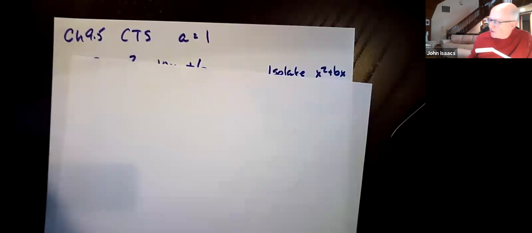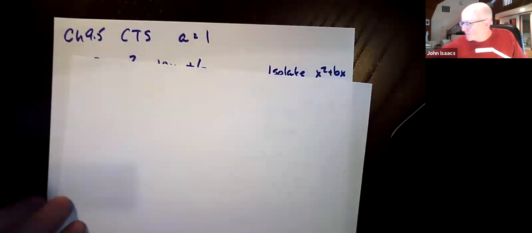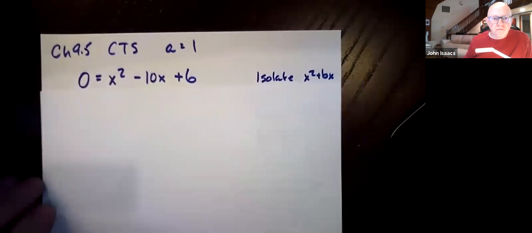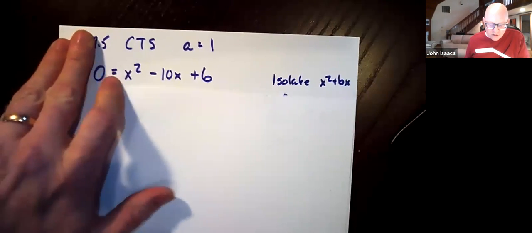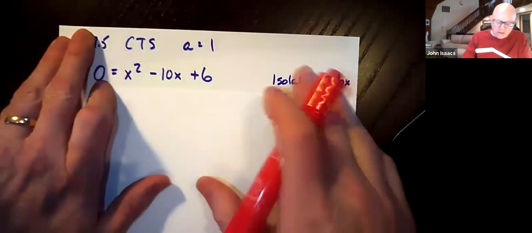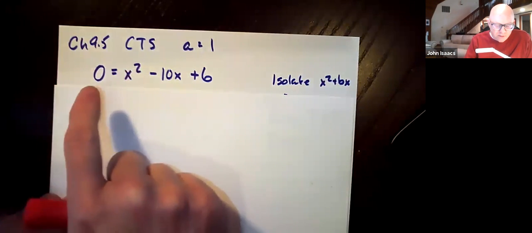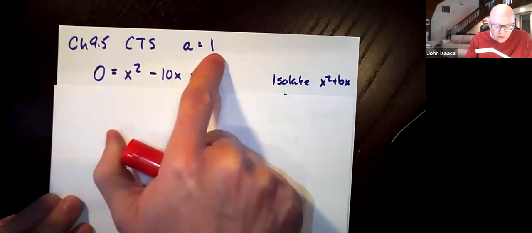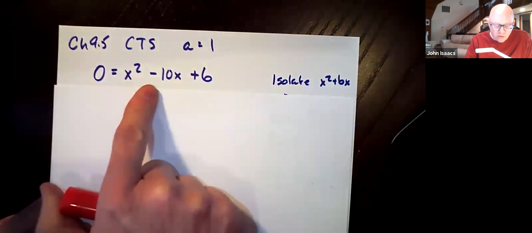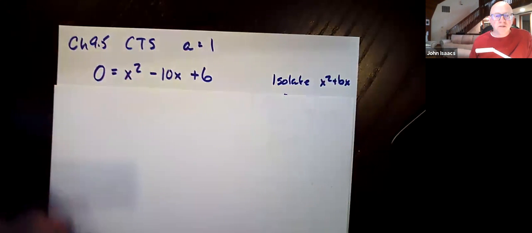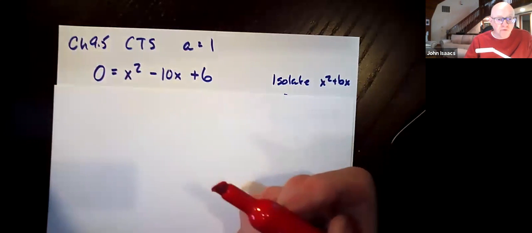I also want to show you a couple things that you can't do. So here's an equation. I'm going to write some procedures down on the side here, but our example for completing the square where a equals 1 is 0 equals x squared minus 10x plus 6. If we wanted to solve this, we would typically start by factoring.